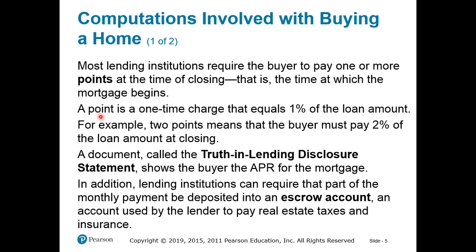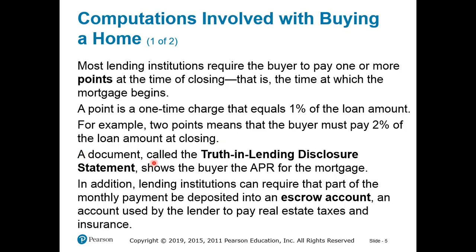So a point is a one-time charge that equals 1% of the loan amount, okay? If you pay 1 point, it's 1% of your loan amount. If it's 2 points, it's 2% of your loan amount. For example, 2 points means the buyer will pay 2% of the loan amount at the closing, which means you'll have to have a separate check just for this amount, okay?